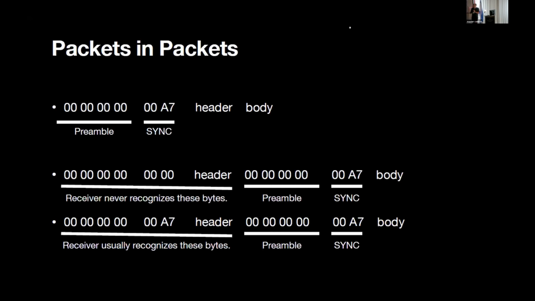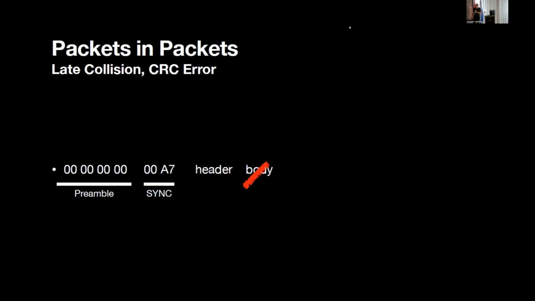So at 2.4 gigahertz, packets collide and damage each other all the time. So let's look at the damage and what the effects are.